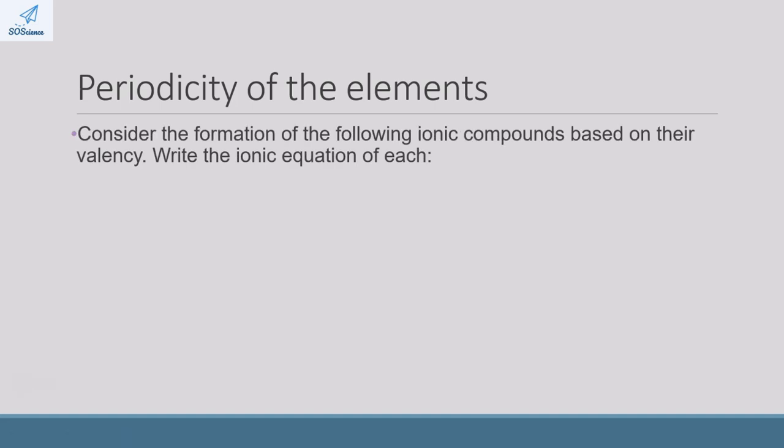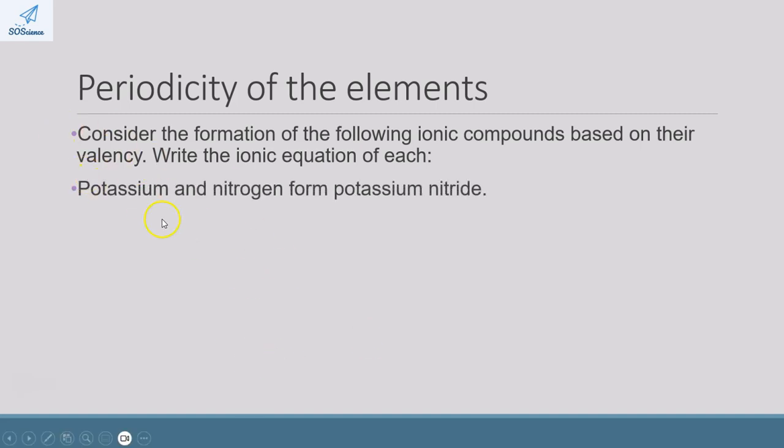Let's consider the formation of the following ionic compounds based on their valency. Write the ionic equation of each, meaning that you need to write the ion of potassium plus the ion of nitrogen, then an arrow, and then the chemical formula of potassium nitride. So I suggest that you pause the video, you try to fill these in on your own just to test yourself before you unpause the video and look at the answers.